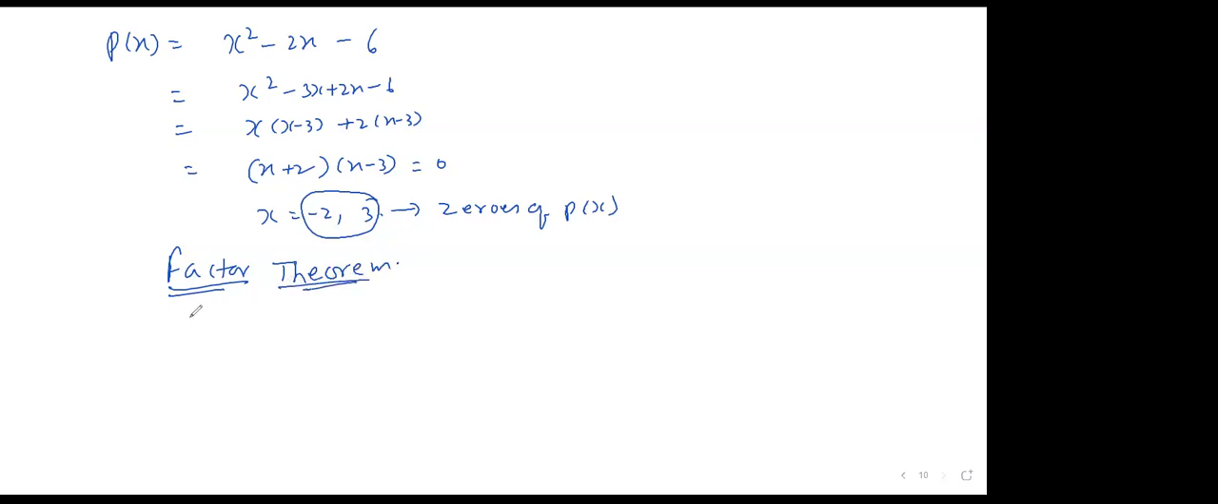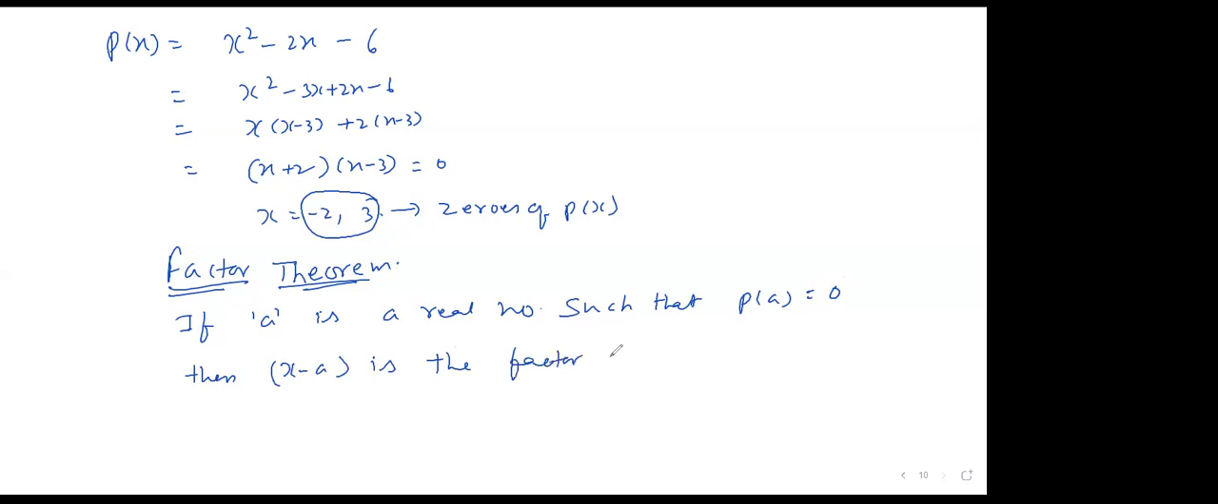The factor theorem says: if a is a real number such that f(a), or p(a), whatever, you can take polynomial with a or function with a, p(a) equals 0, then x minus a is a factor of p(x). It is quite easy to understand.